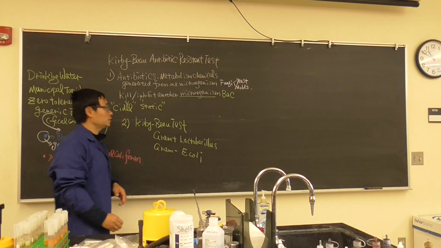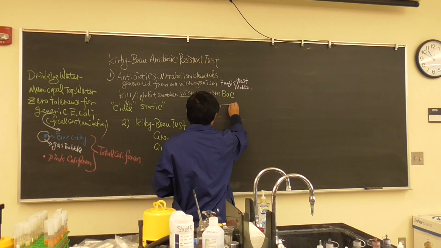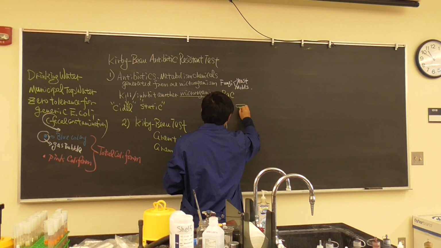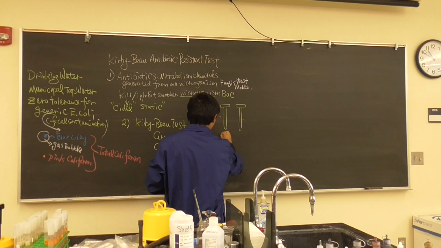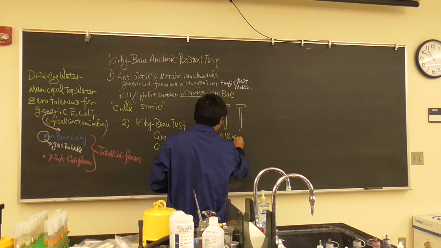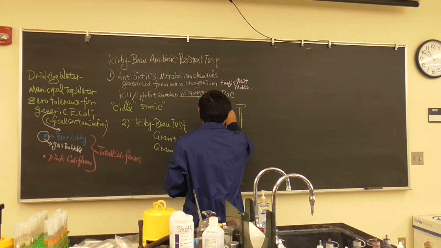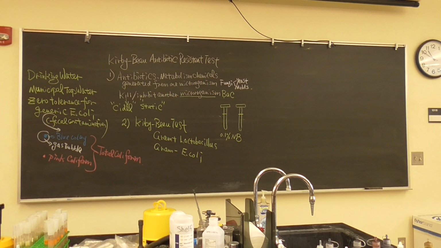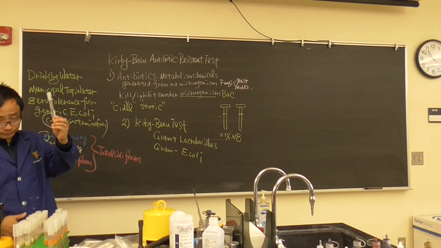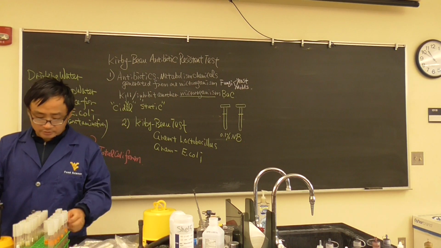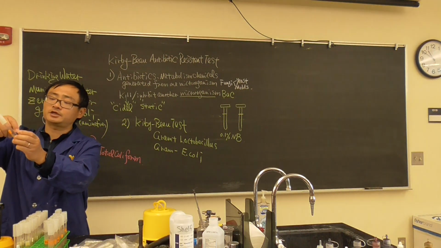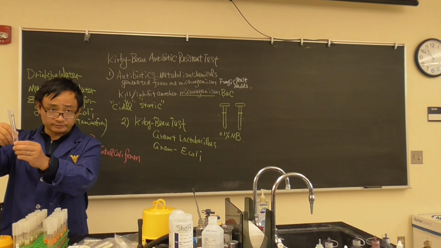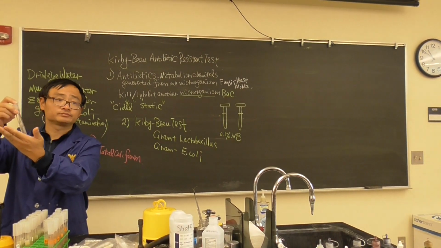So how are we going to do it? First of all, you will prepare 0.1% nutrient broth. This is 0.1% nutrient broth. Use your loop to pick the colony from the slants, and then put it inside and shake very well.